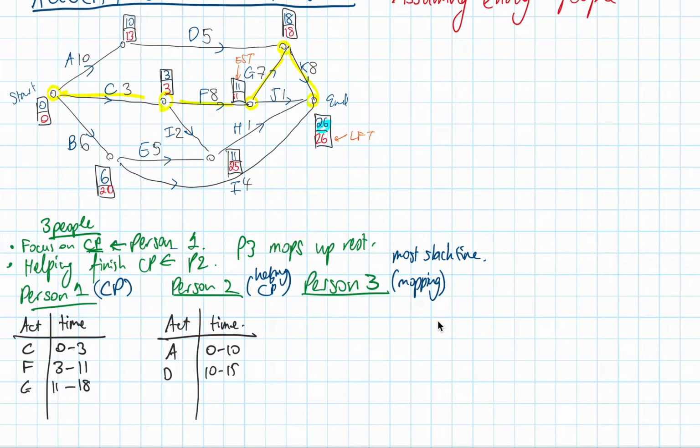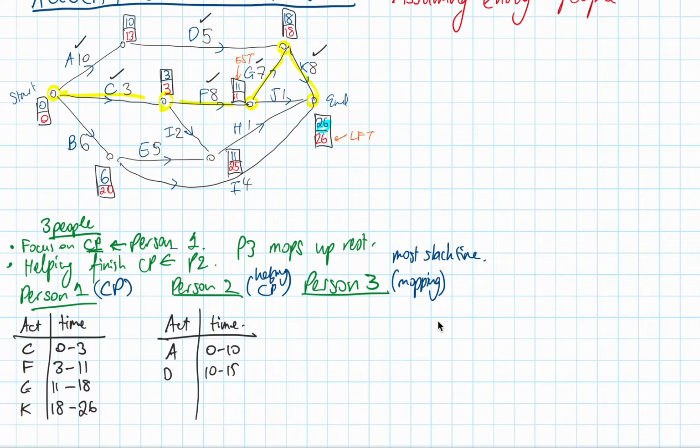Now, this person 1 can complete job K. And we can see that those critical activities haven't been affected at all. There's no gap there. So 18 to 26. The thing is, we haven't finished all the jobs. We've finished jobs A, D, C, F, G, and K.